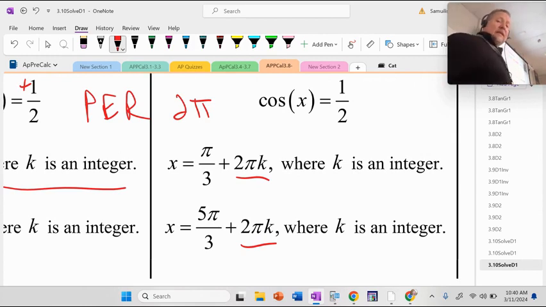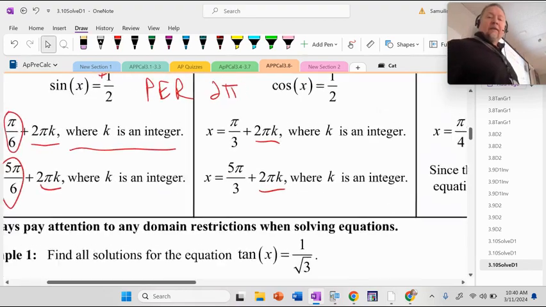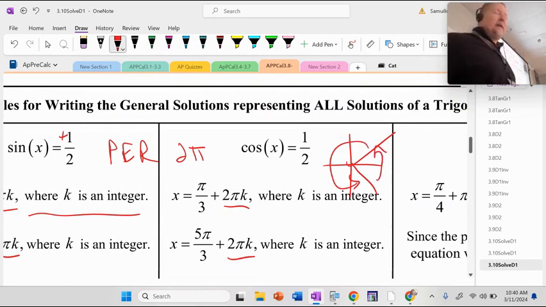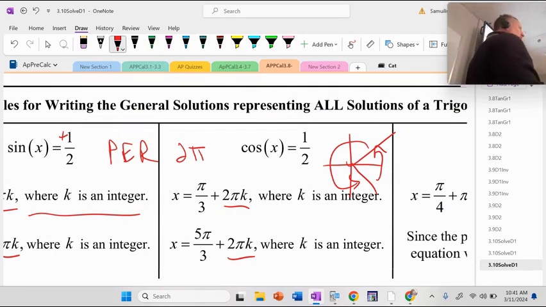Same thing with cosine. Pi over 3 and 5 pi over 3 are here and here. I can't tie those together by generating them in one answer. I have to separate them into two answers. I hope you kind of know what I'm talking about there. You really understand it with tangent.